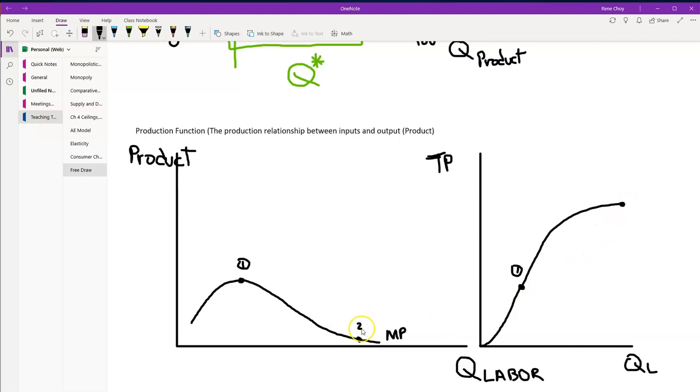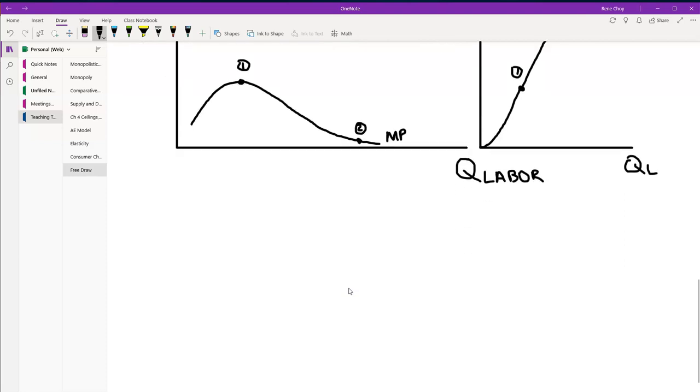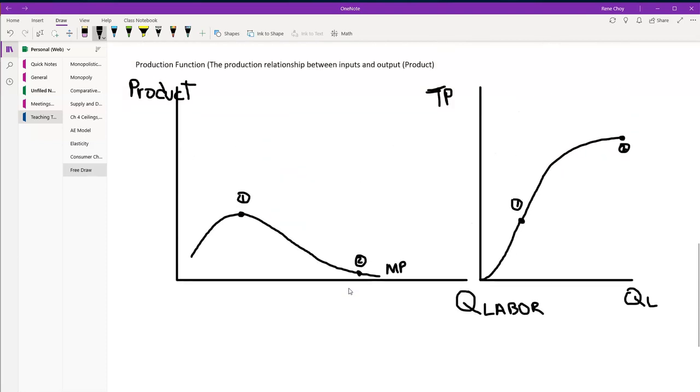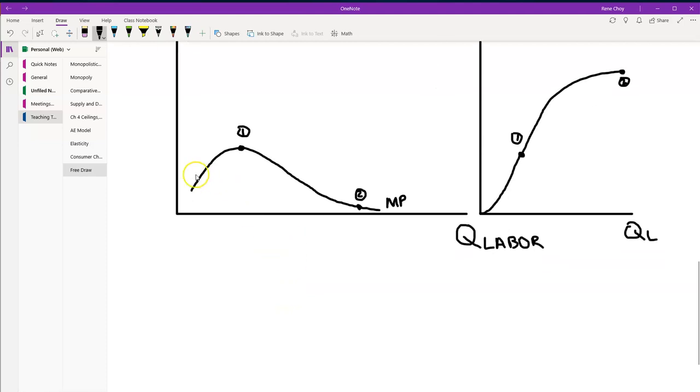So let's call this 0.2. This 0.2. All right, let's use some numbers here so we can visualize what total product is and what marginal product is. So let me put some numbers on this graph here.